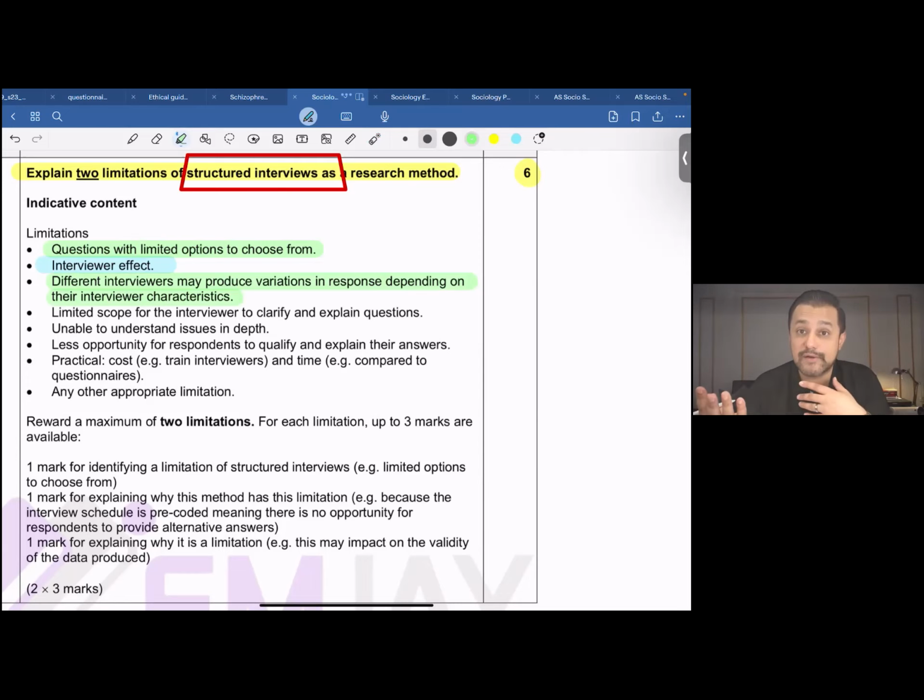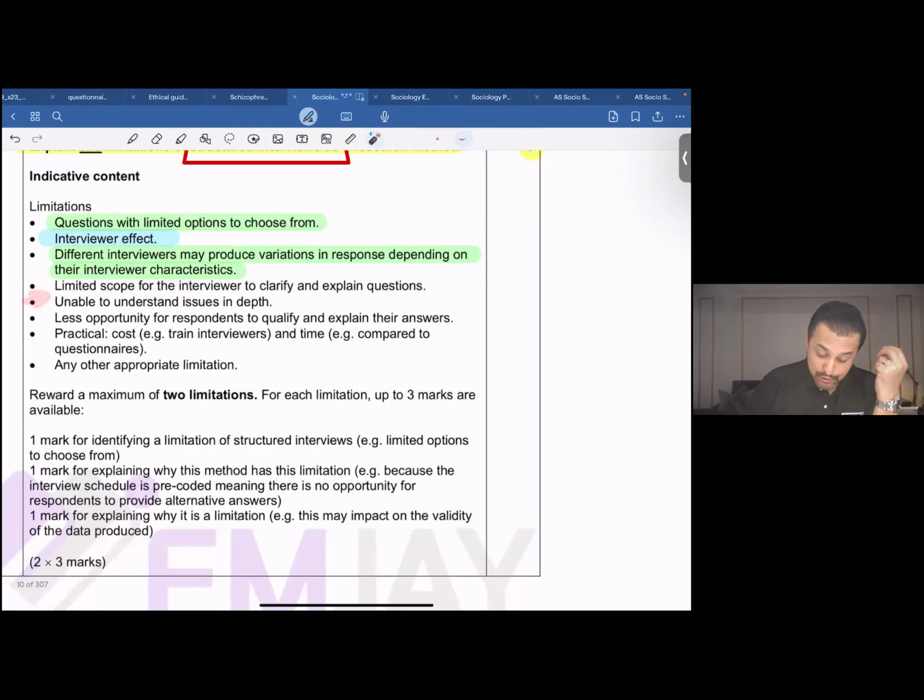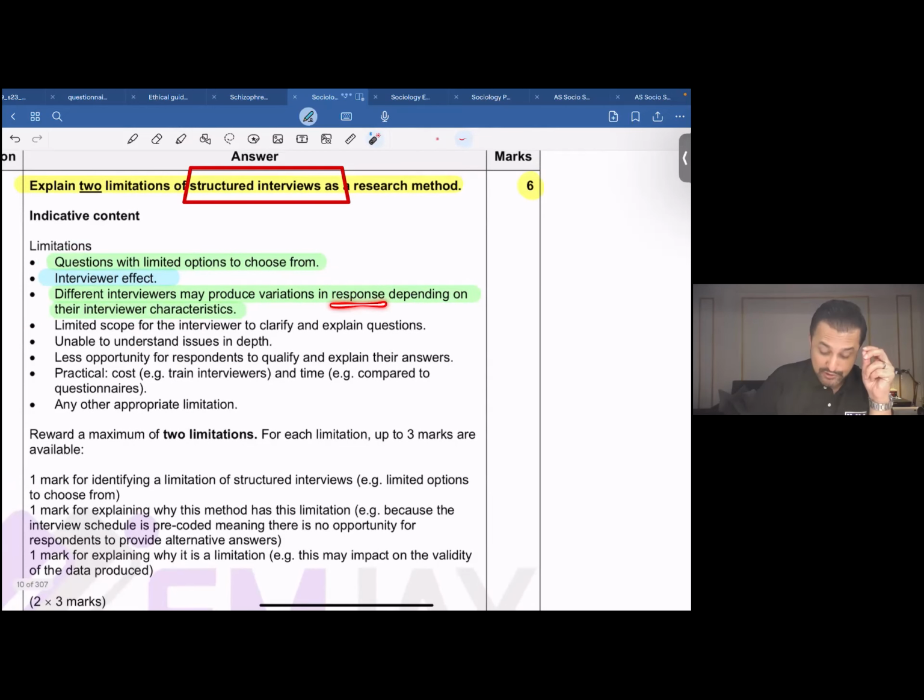To keep it simple, if there are 5 people who've been interviewed by a male, and there are 5 respondents being interviewed by a female, don't you think there's a possibility that because of the differences in the characteristics of the interviewers, the responses generated might end up being different? So different interviewers may produce variations in response depending on the interviewer's characteristics.